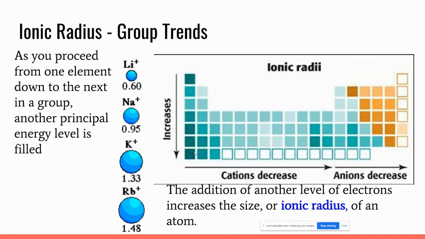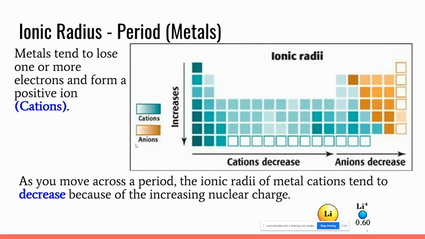So as we go down, we're going to increase our ionic radius, and that has to do with adding more layers in. And then if we go across the periodic table, when we are talking about cations, they're going to decrease because as you're moving across, you're adding more protons in. And if we're adding more protons in, those positive charges, we're going to end up getting a decrease in the size of the ions that are formed.